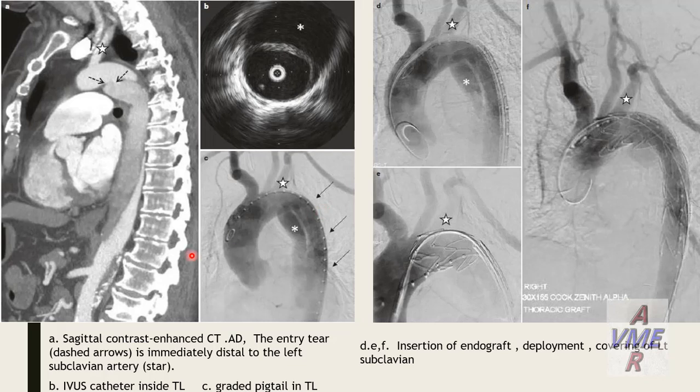We have here a sagittal contrast-enhanced CT of aortic dissection type B. The entry tear, dashed arrow, is immediately distal to the left subclavian artery. And here we have the vessel catheter inside the true lumen, and this is the false lumen. And here we have a graded pigtail present in the true lumen. In the pictures we have insertion and deployment of the endograft, and the end one is coverage of the left subclavian artery.